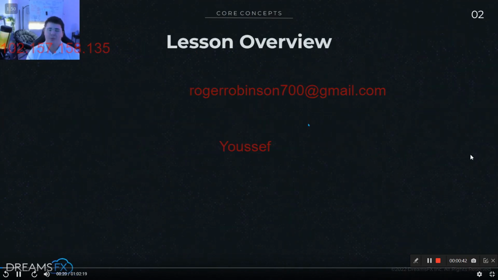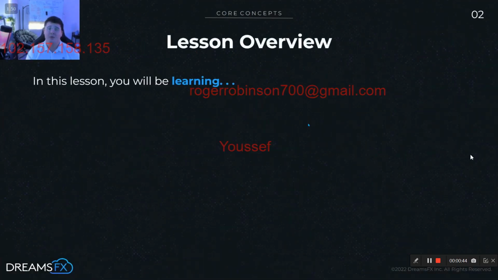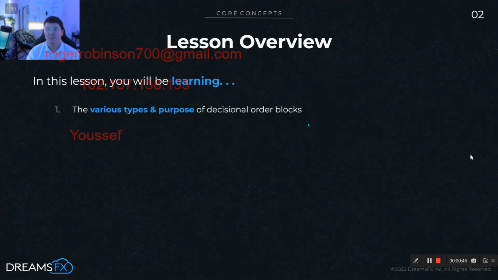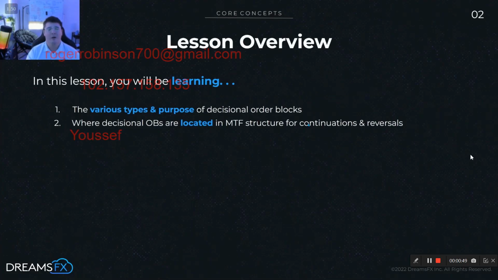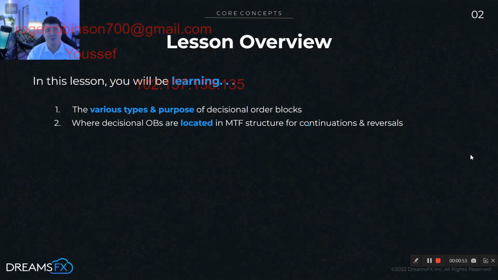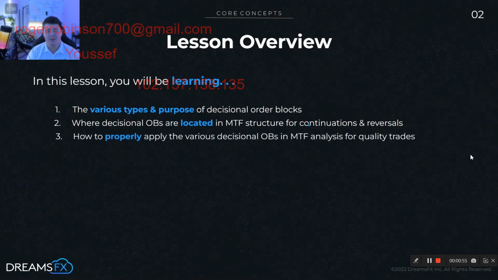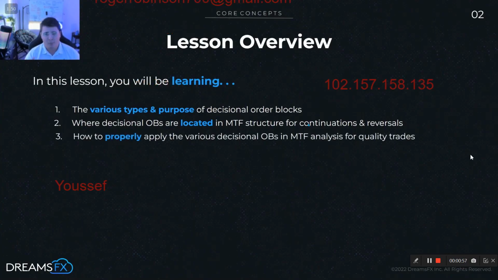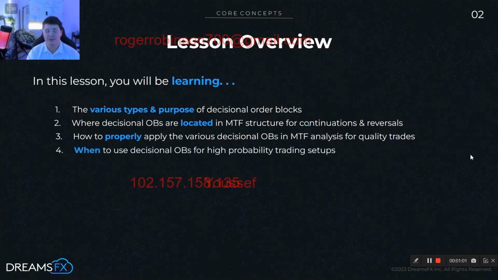All right, so lesson overview. What you can expect today and what you will be learning are the various types and purposes of decisional order blocks, where decisional order blocks are located within the multi-time frame structure for both continuations and reversals, how to properly apply the various decisional OBs in multi-time frame analysis for the highest quality trades, when to use specifically decisional OBs for high probability trading setups, and decisional OBs versus extremes.